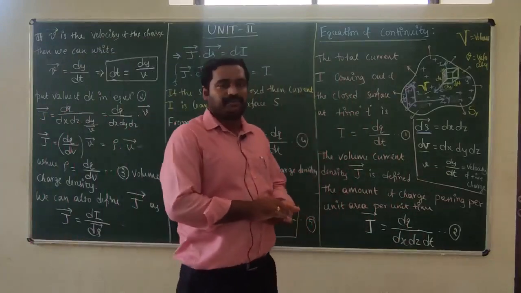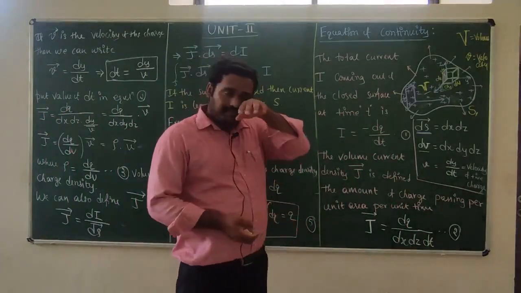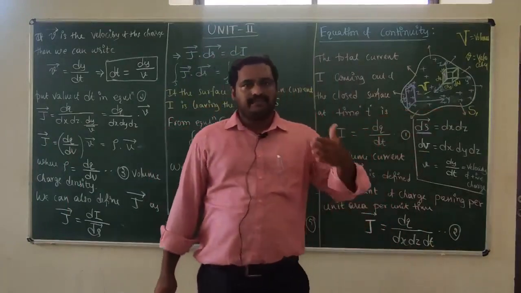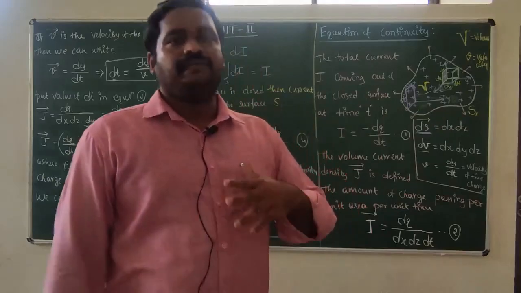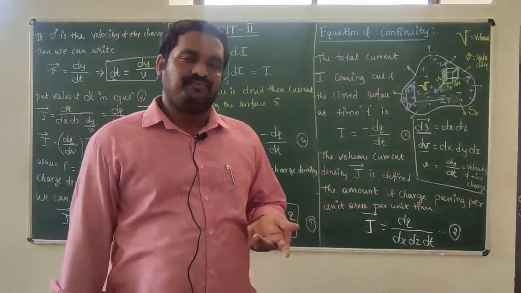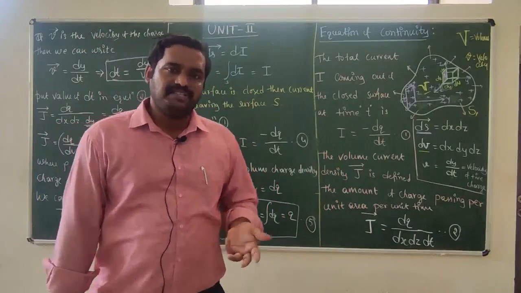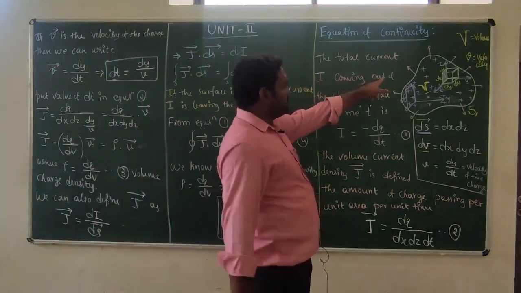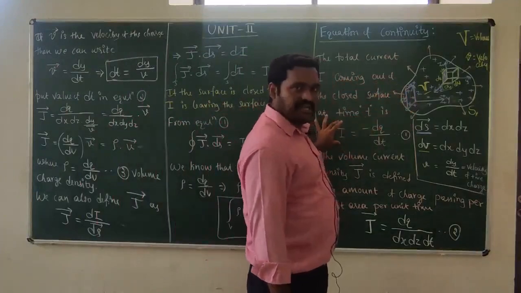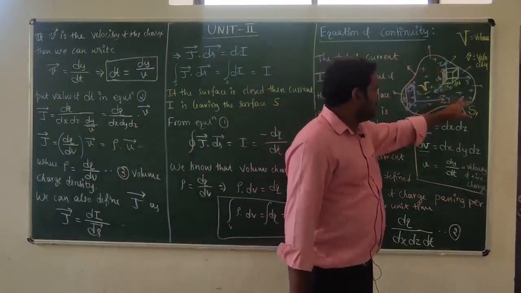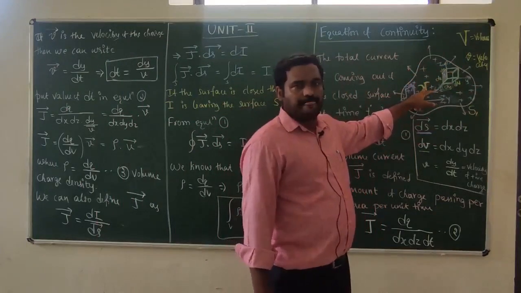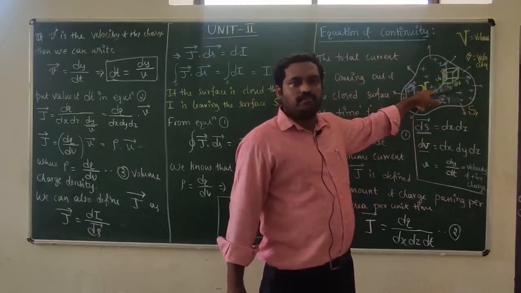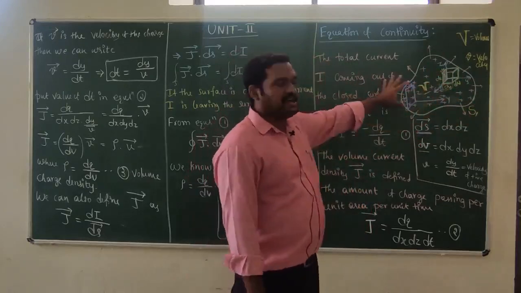Equation of continuity. Now we have assumed that these positive charges are moving. If these positive charges are moving, then we can easily calculate the rate of flow of charge. So what is the rate of flow of charge? Rate of flow of charge is current. So the total current I is with respect to the entire volume V.